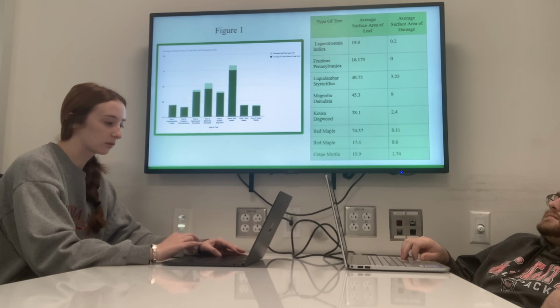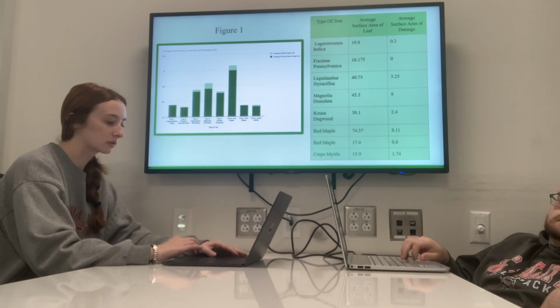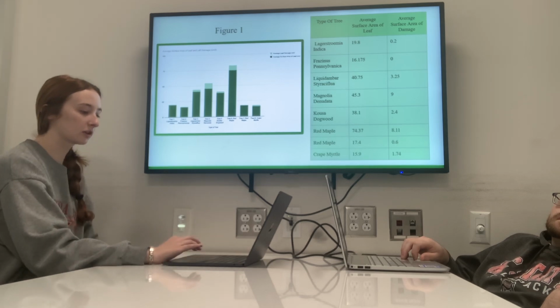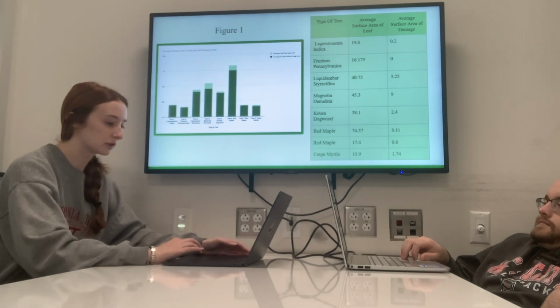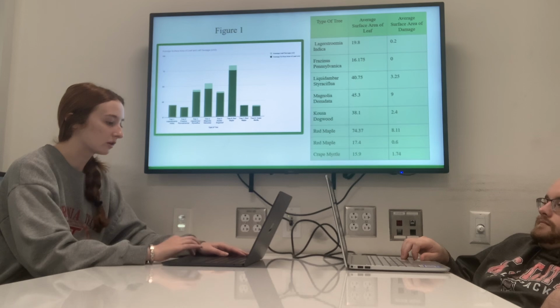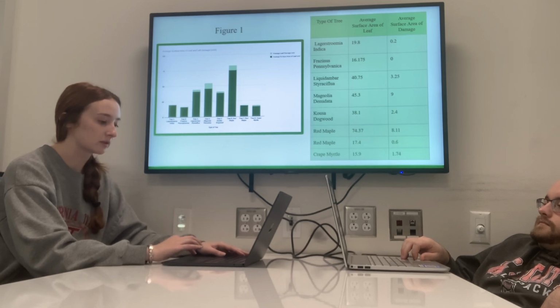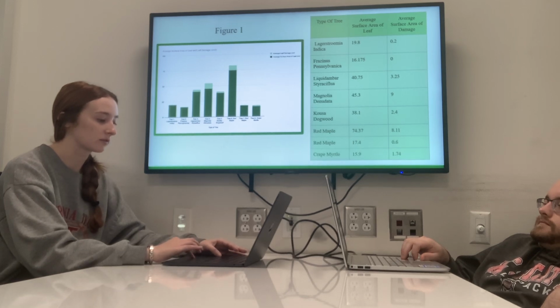Tree 4, the Magnolia denuta, was the tree with the second highest average surface area with 45.3 centimeters squared, and the damage was 9 centimeters squared. Looking into the other trees in the data spread, trees 1 and 2 both had none or close to no amount of damage observed. Tree 7 was the same species as Tree 6, the red maple, but had a fraction of the surface area and a very small average amount of herbivory. On average, the leaves with a higher average surface area had a higher surface area of damage.